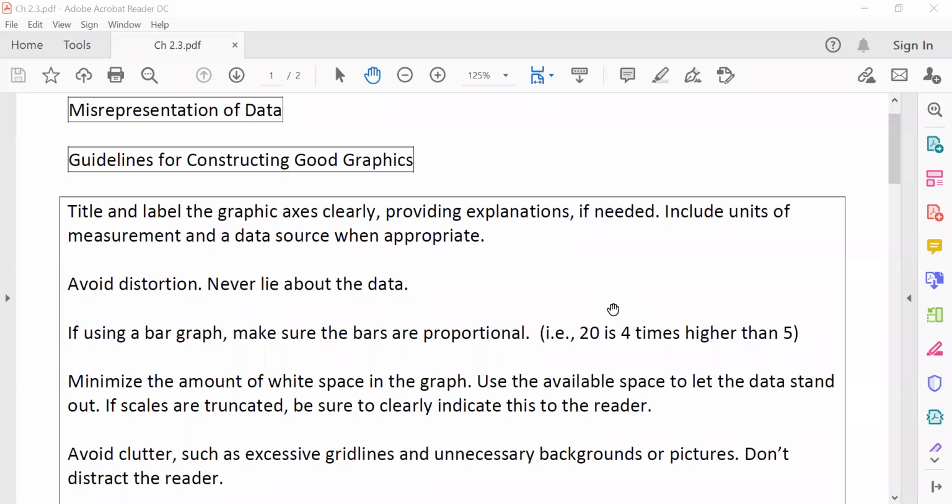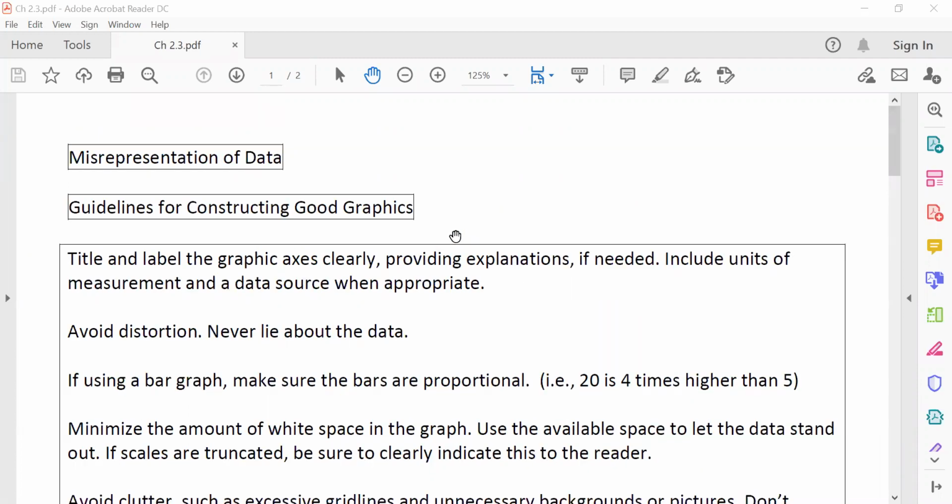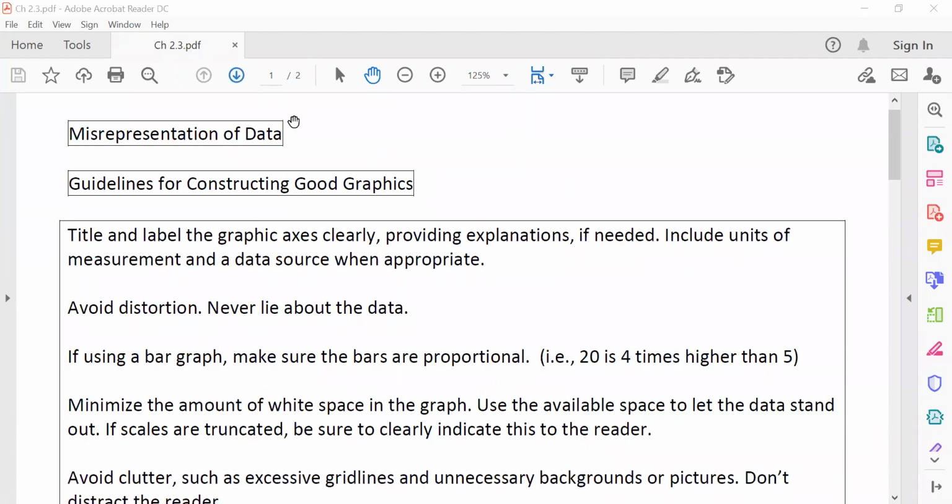2.3 is going to be the last section of chapter 2 that we're going to look at carefully. So let's check it out. All right. Section 2.3 is concerned with misrepresentation of data. It is concerned with bad, ugly ways that you can demonstrate data. And some of it is clearly whoever is showing off the data is just lying. Sometimes it's just that they're lying.